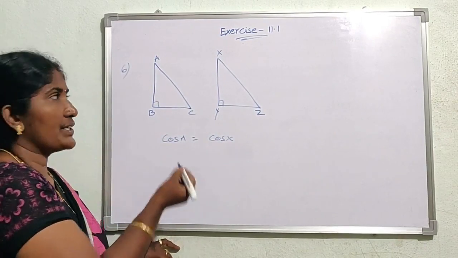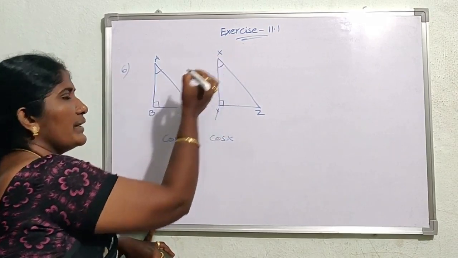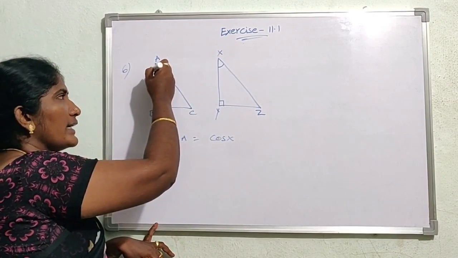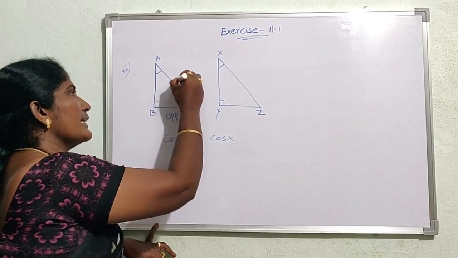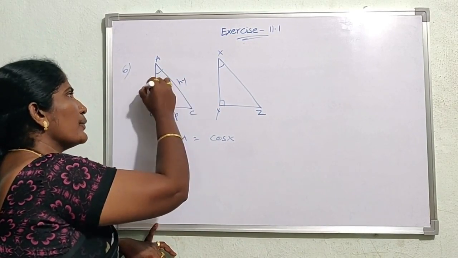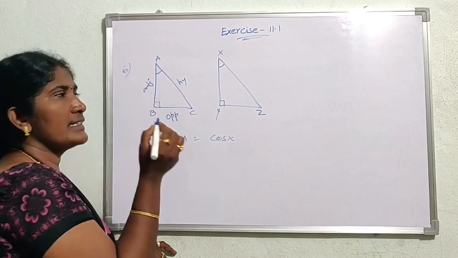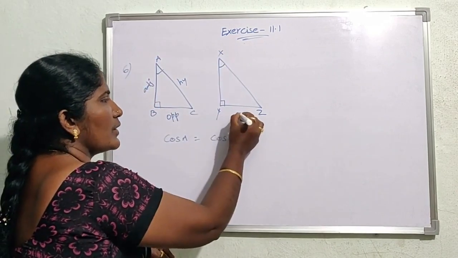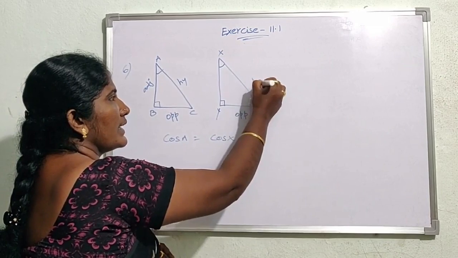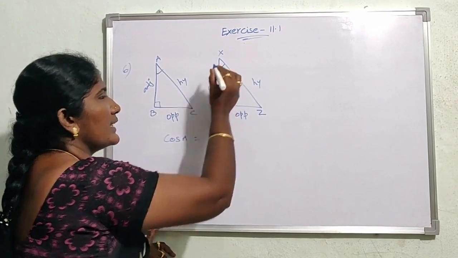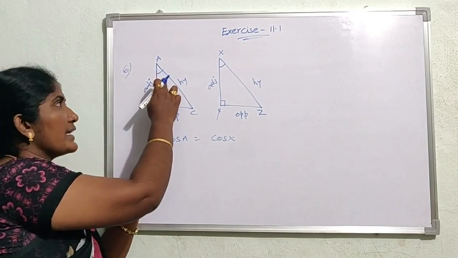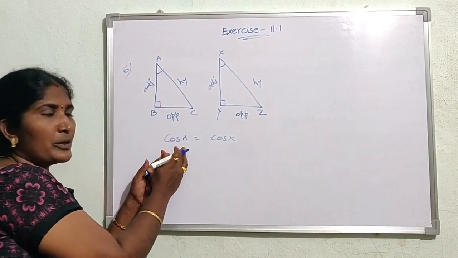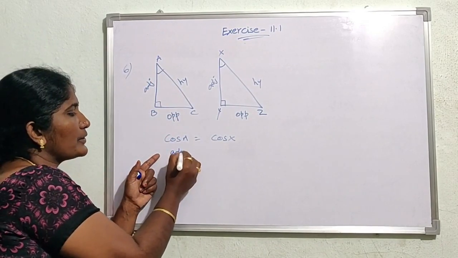This is the given condition. Now name the sides. Here they gave angle, so the side which is opposite to the angle is opposite side. The side which is opposite to right angle is hypotenuse, and the remaining is adjacent. Same here: this is opposite, this is hypotenuse, and this is adjacent side. Cos A is equal to, from this triangle ABC, cos formula, adjacent side by hypotenuse.